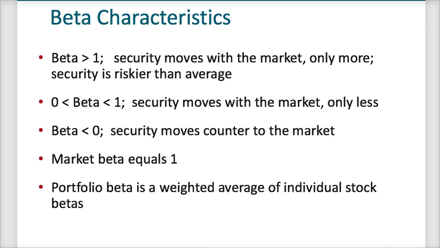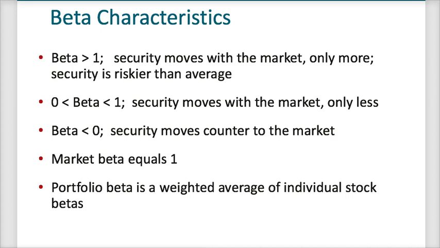Now, if you have betas that are less than 0, like a negative beta, the stock's going to move in opposition to the market. So if you had a beta of -1, and the market moved up 10%, this stock would go down 10%. So there's an inverse relationship when you have a negative beta.